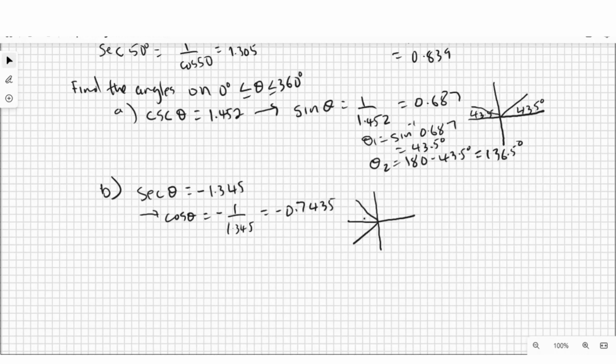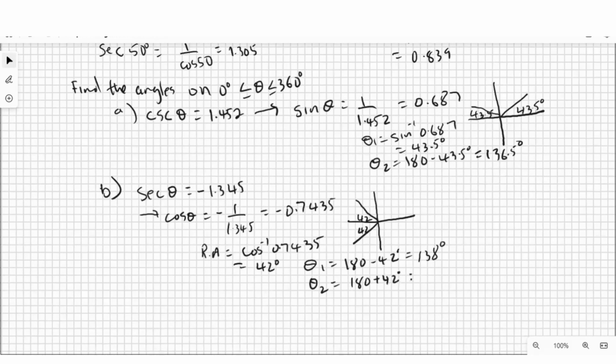So I have to find the related acute angle now. Related acute angle, remember, we always find it without the negative sign. So the related acute angle is cos minus 1 of 0.7435, which is 42 degrees. Therefore, my first angle, in the second quadrant, is always 180 minus 42, which is 138 degrees. My second angle is in the third quadrant, which is 180 plus 42 degrees, which is 222 degrees. Okay.